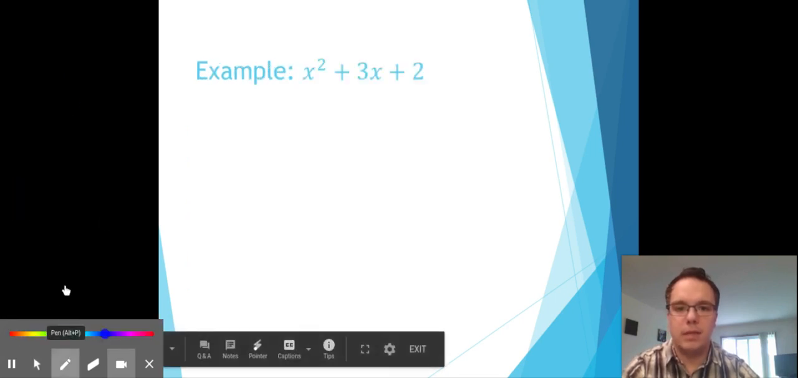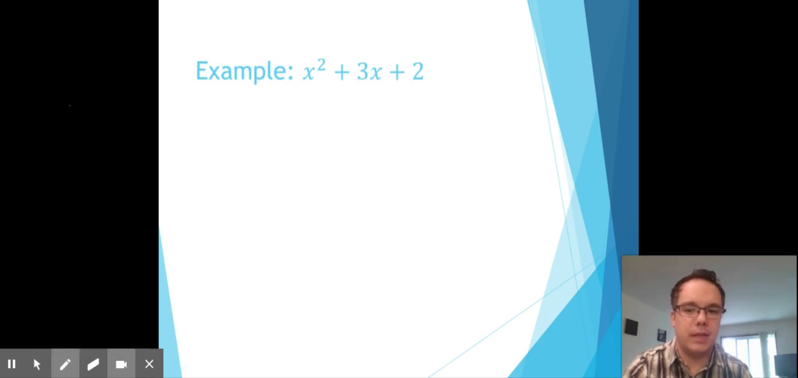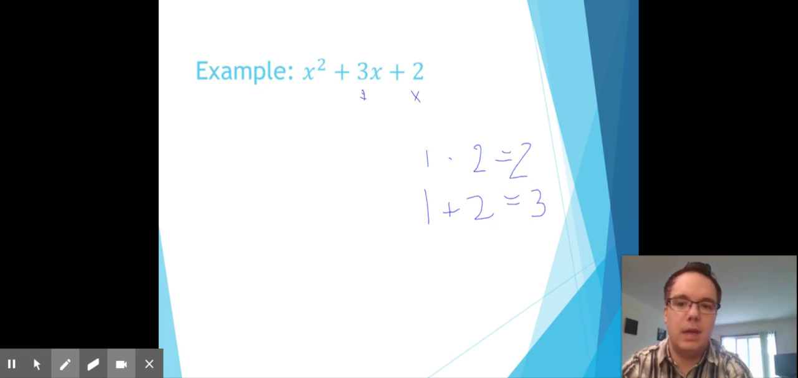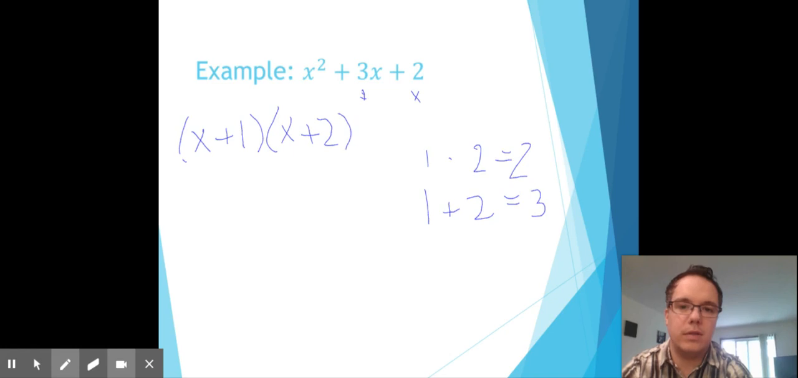So our first example is going to be x squared plus 3x plus 2. We need to find numbers that multiply to get 2 and add to get 3. So what numbers multiply to get 2? Well, we have 1 and 2. If I take 1 times 2, I do get 2, and if I take 1 plus 2, I get 3. So that is what we wanted. We want two numbers that multiply to get 2 and add to get 3. So I'm going to write my factorization as x plus 1 times x plus 2, because those are the two numbers we said multiply to get 2 and add to get 3.